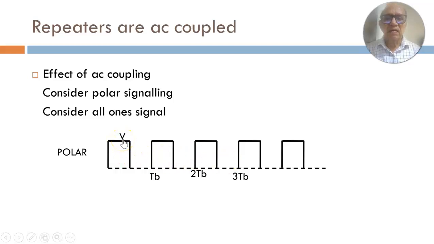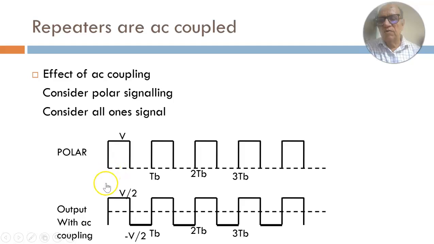Which means that the DC component in this signal is going to be V by 2. Now, when this signal passes through an AC coupled circuit, the DC component cannot go through. So what will happen? At the output of the AC coupled circuit, the whole waveform will shift down so that the net DC component is 0. So at the output with AC coupling, this will become V by 2 to minus V by 2, so that this area is equal to this area and the net DC value is 0. So the whole waveform shifts down. Now at the receiver, when we receive this waveform, and if we try to decode our 1 and 0 directly from this, then you will see that your noise margin gets affected.